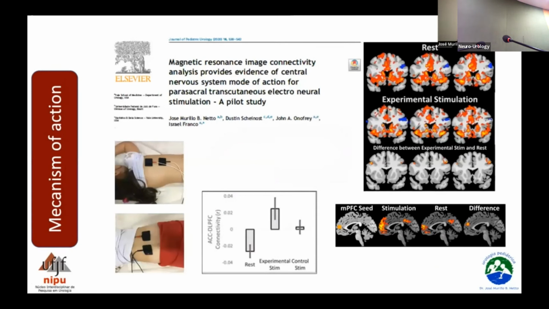2019, while I was a visiting professor at Yale, we did magnetic resonance imaging in children, in adults actually. It was a group of volunteers and normal people, and we put them in the MRI machine and stimulated them with the parasacral TENS. And what we found was an increased connectivity between the anterior cingulate gyrus and the dorsolateral prefrontal cortex. So proving that TENS works mostly in the brain. As you can see in the image here, you see the difference where it works better.